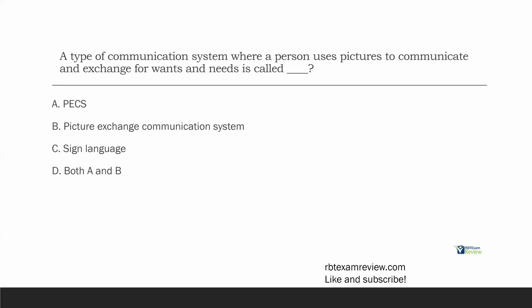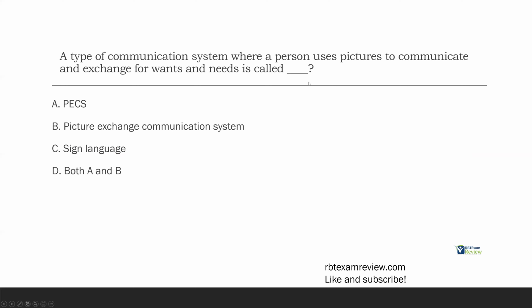This is that little binder or that little board people carry around. They have pictures, and then they will give those pictures to whoever in exchange for something else to meet their needs. There are digital versions of this called Proloquo, or they have different names, but the most common is Proloquo. They're augmentative communication devices. This type of communication system specifically is called what? Is it PECS? Is it picture exchange communication system? Or is it sign language?